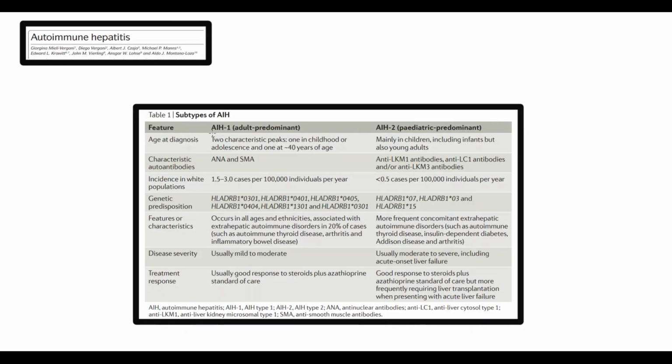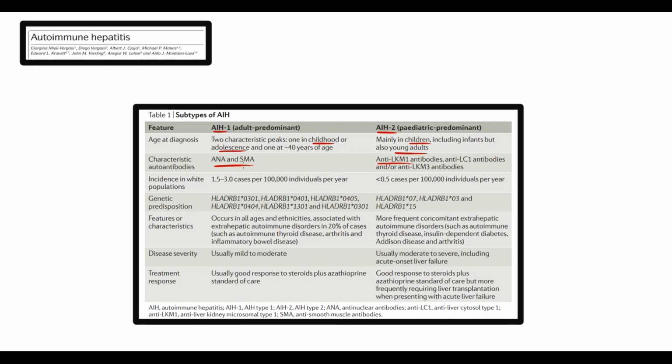If we have to compare different types of autoimmune hepatitis, we can see that type 1 affects mostly adults, and type 2 most commonly affects children and young people. In type 1, typically, we can determine positive antinuclear antibodies and anti-smooth muscle cells antibodies. For type 2, the most specific antibodies are liver-kidney microsome type 1 antibodies.